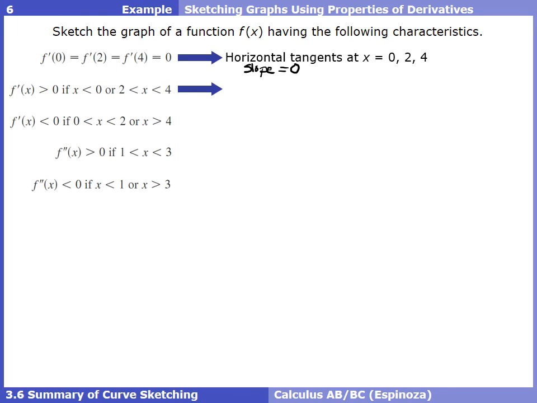Okay, second piece of information we're given is that the first derivative is greater than 0. If the first derivative is greater than 0, it's positive. And if the first derivative is positive, we know our function will be increasing. On what intervals is it increasing? Well, the first interval is when x is less than 0. What x values are less than 0? Well, negative infinity all the way to 0. The next region they give us is from 2 to 4.